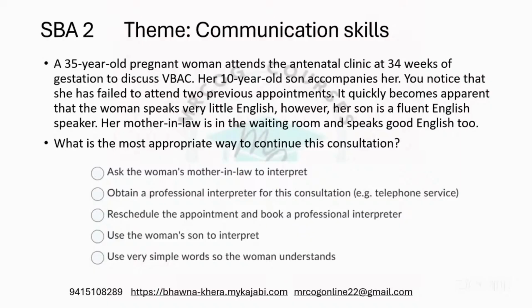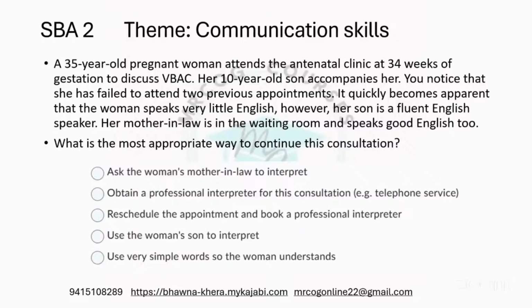Yes, I could see two options here, B and A, in the chat box. So, yes, the correct answer is B, and the winner for this question is Dr. Yashasvi Pandey. Very good. Well done. And B is the correct answer. So here we obtain a professional interpreter for this consultation. We can never take a relative as the person to interpret this, right? So always we need a professional interpreter.